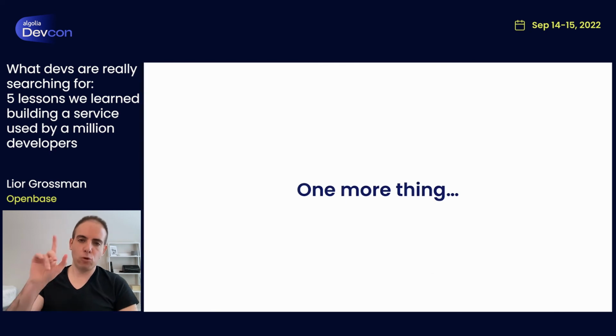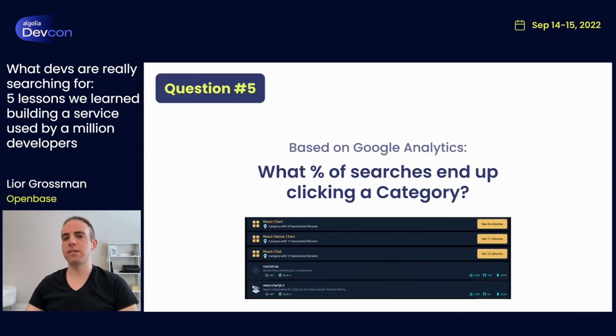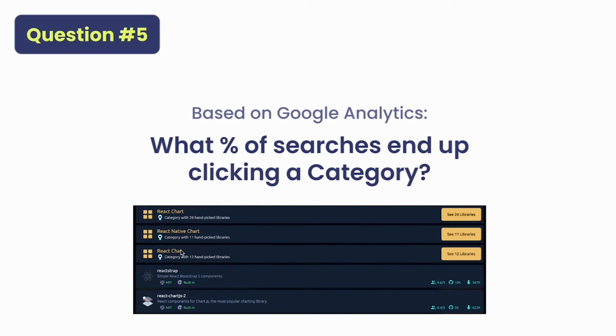And one more thing, our last question for today. That's a tough one. What percentage of our searches end up clicking a category as opposed to clicking a library in the search results? What do you think? Pick any number from 0% to 100%. Let us know in the chat. I'm going to give you a few more seconds. See what you come up with.